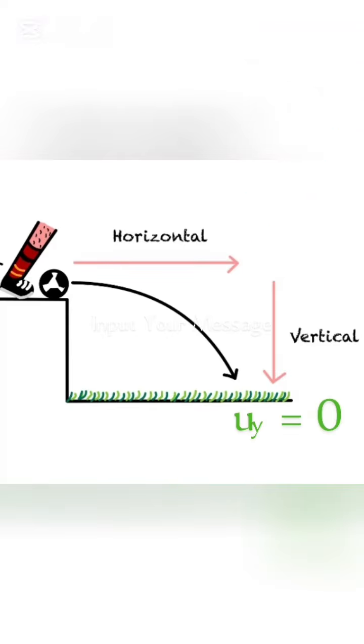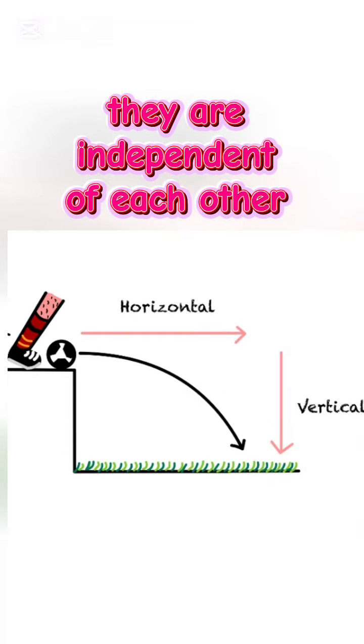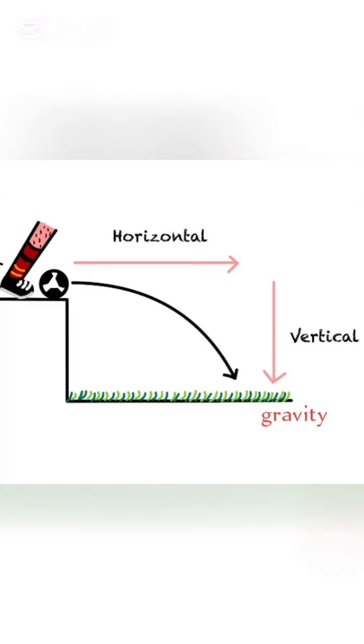Two, vertical motion. The vertical component of the motion has 0 initial velocity. This velocity increases by 9.8 meters per second every second. The vertical motion is due to gravity. Note, the horizontal and vertical motions are independent of each other, meaning they don't affect one another. Gravity affects only the vertical motion.